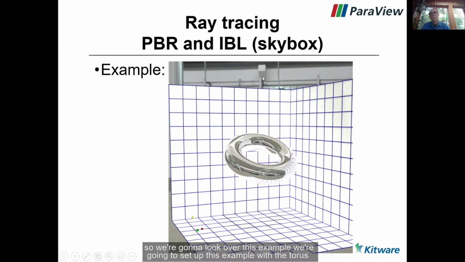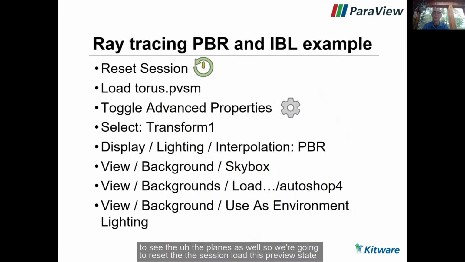So we're going to look over this example. We're going to set up this example with the torus that reflects a skybox that we've seen previously, but also it reflects the planes that I set up around it. This doesn't work the same in PBR implemented in OpenGL. In OpenGL, you will see only the environment around it. You won't see the actual planes. So you need ray tracing to see the planes as well.